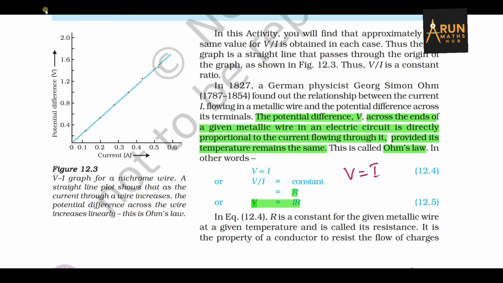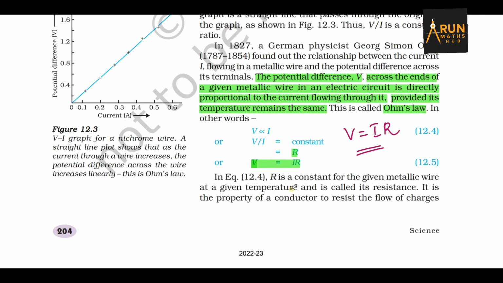Based on Ohm's law, a definite question: V equals IR. What is R here? R is a constant called resistance. What is resistance? What is the definition of resistance? It is the property of a conductor to resist the flow of charges.